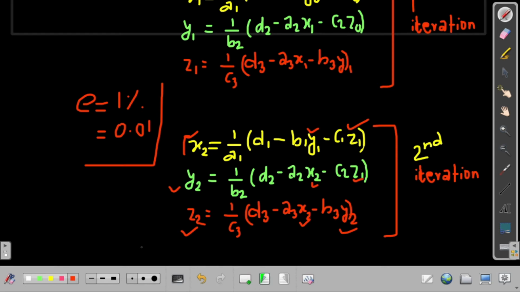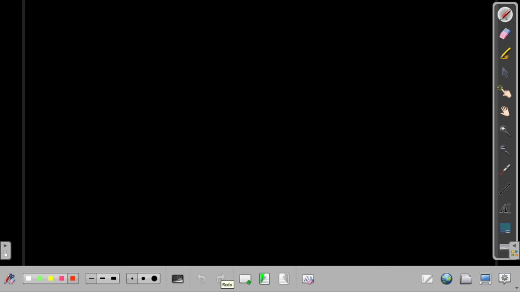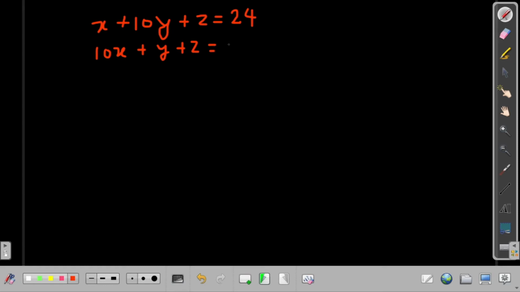Here I have discussed only the theoretical idea. Let's solve one real example and then probably it will be more clear to you. So imagine we have a system of linear equations as x plus 10y plus z is equal to 24, 10x plus y plus z is equal to 15, x plus y plus 10z is equal to 33. This is our system of linear equations and we have to solve it by using the Gauss-Seidel method.